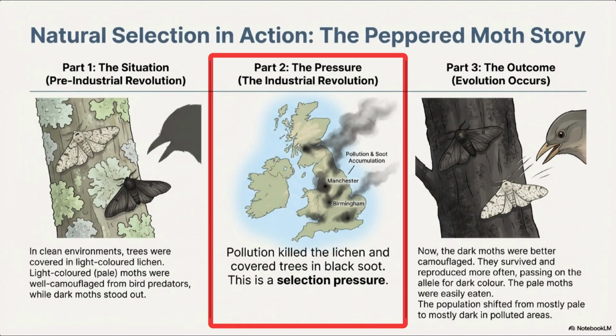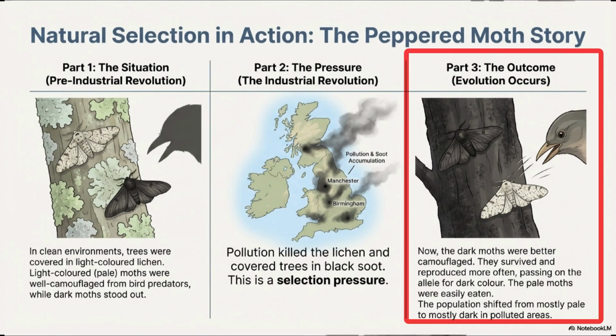Then comes part two, the big change. The Industrial Revolution kicks into high gear. Factories start spewing out tons of soot. This soot kills off all that pretty lichen and turns the tree bark a dark, grimy black. All of a sudden, the entire environment has changed. This is what we call a selection pressure. The rules of the survival game have just been completely rewritten.